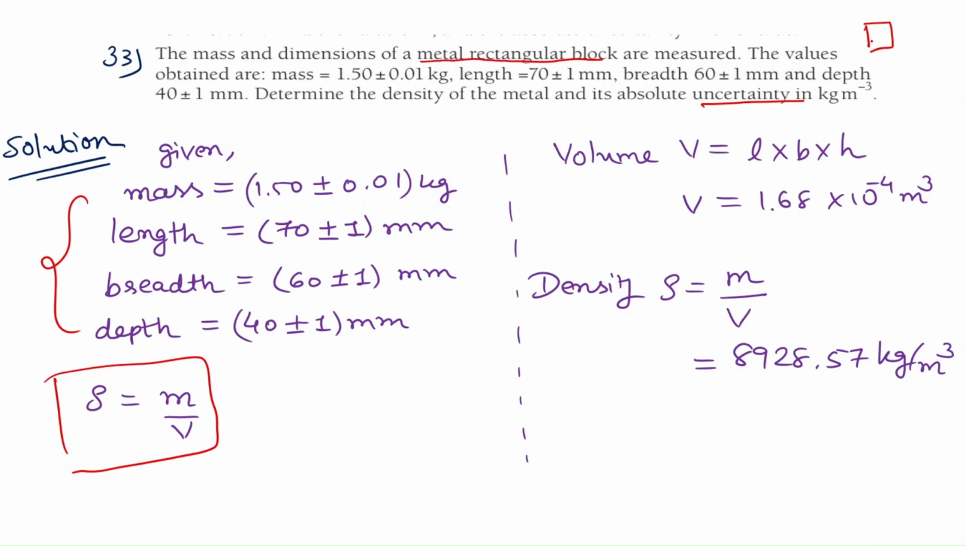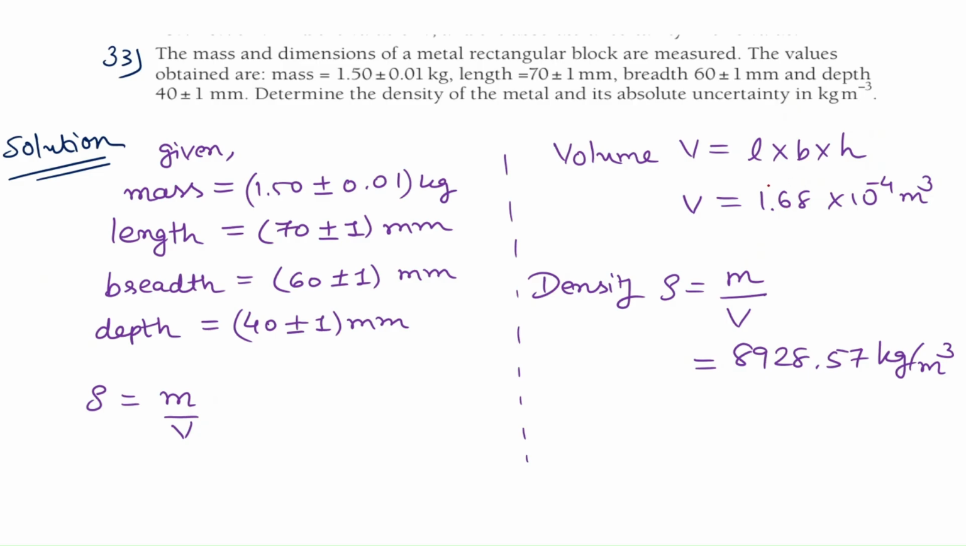So we have to know the volume of it. The volume is given by L times B times H: length, breadth, and height, or you can say depth also. We have a length, breadth, and depth. Put these values here. Try to put the absolute values, not just the uncertainty. Once you get this value, put it here, and the mass is already given. So we get the density here. It is about 8925.57 kilograms per cubic meter.